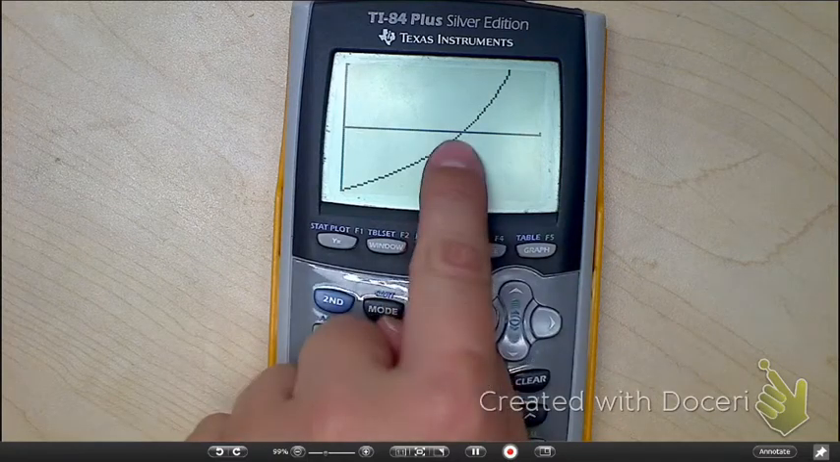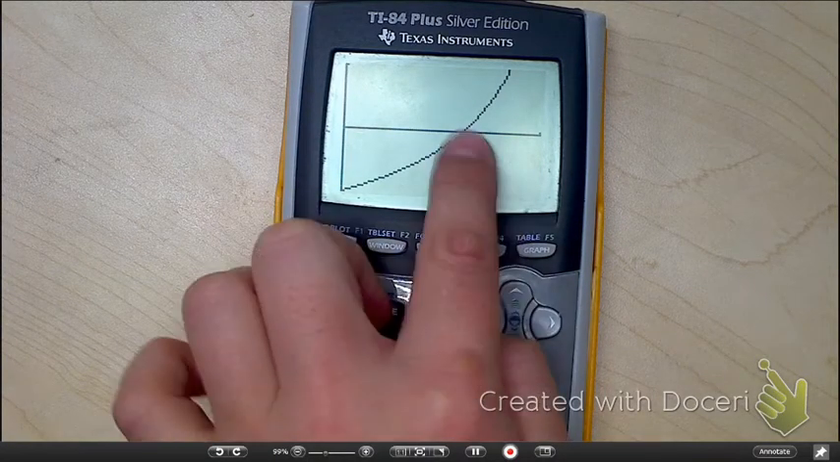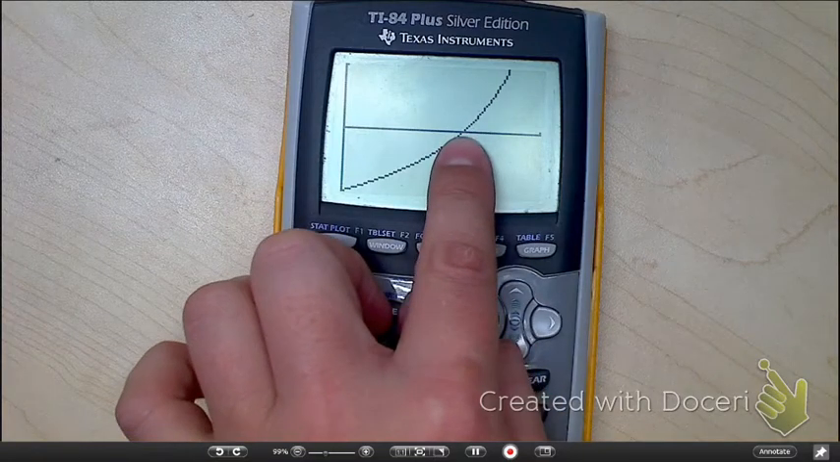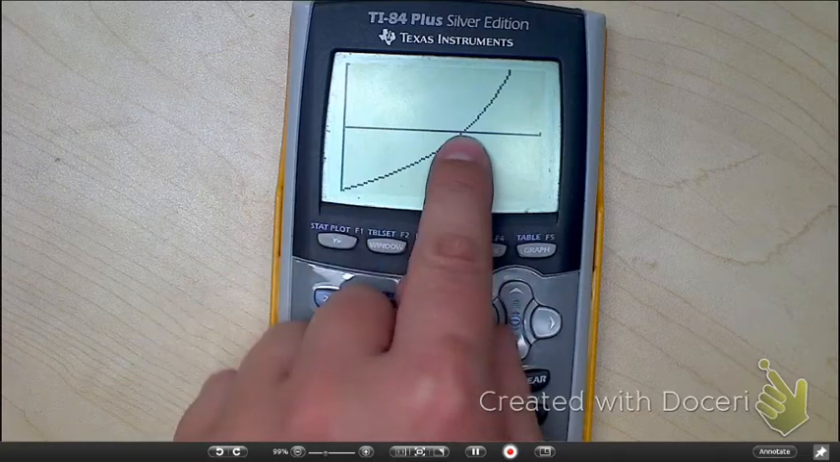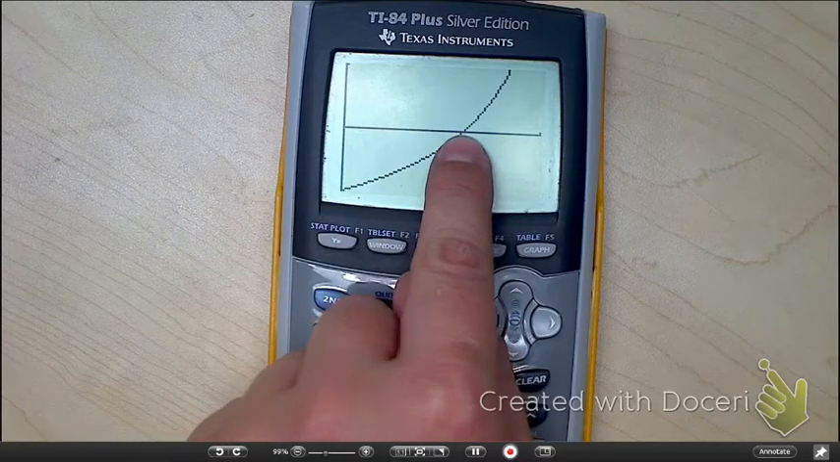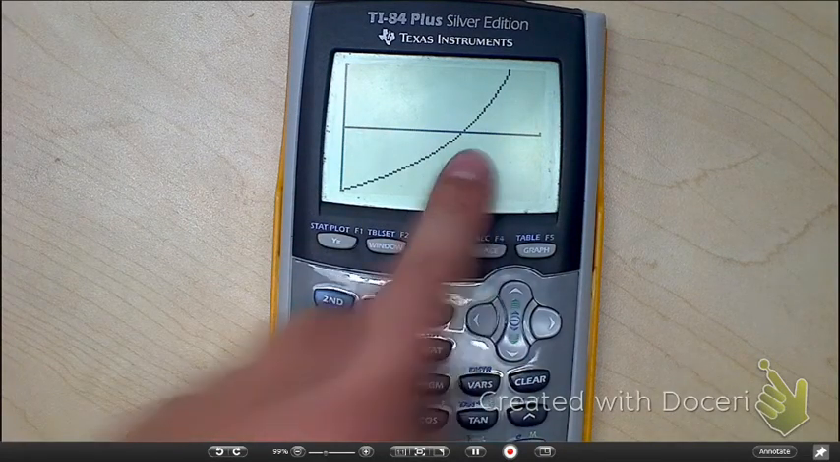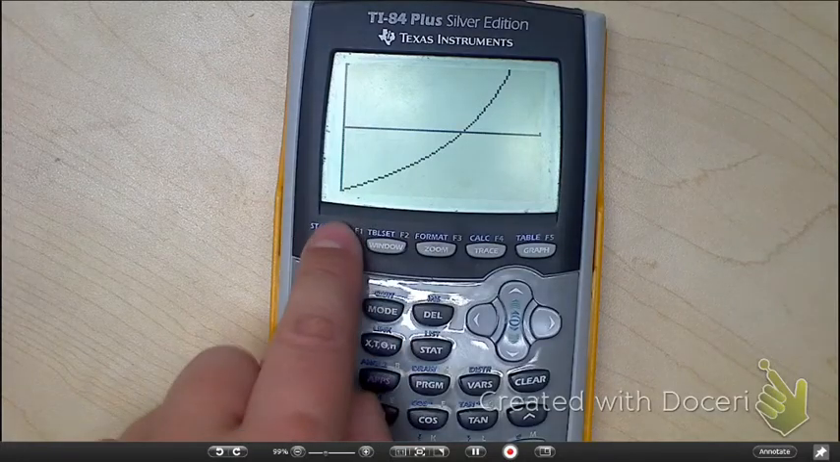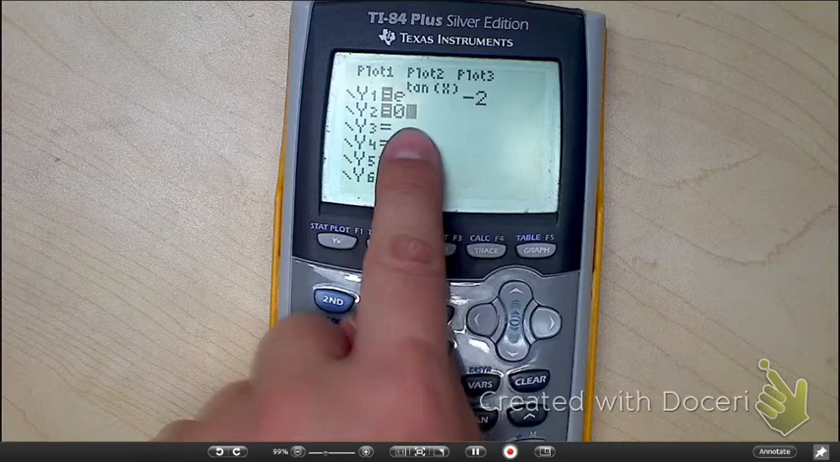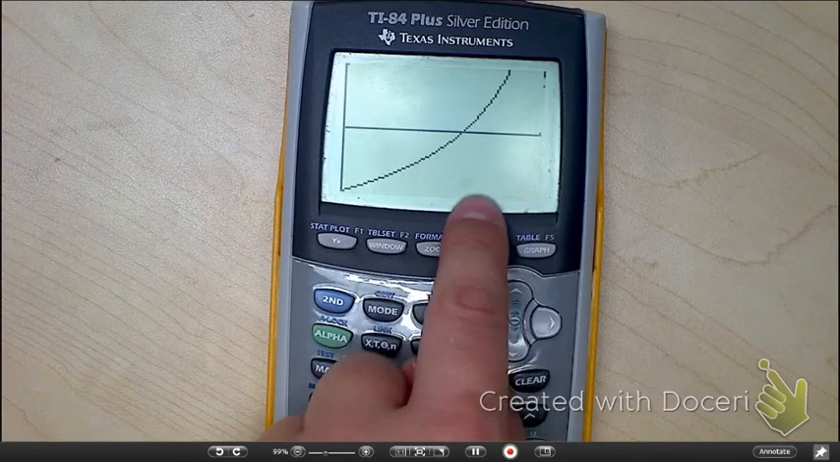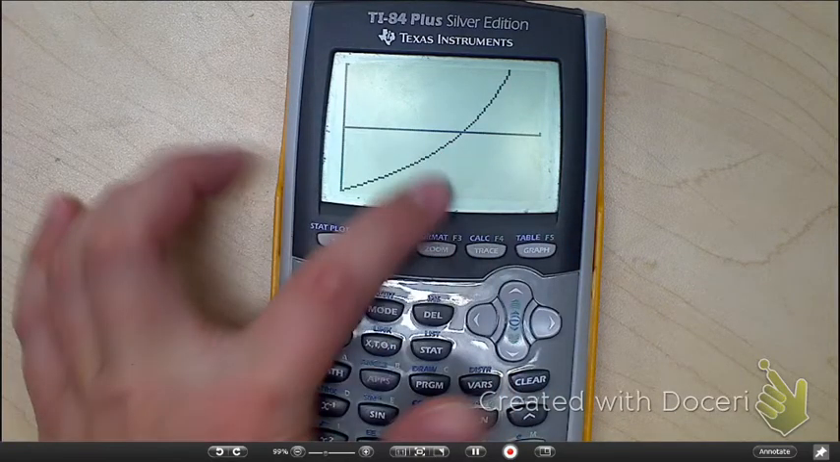So first thing I need to do is figure out what this point is so I know where it crossed the x-axis. And then it says what is the slope of the graph. So I'm going to use my calculator to find the derivative. So first things first, I'm going to go back to my y equals. I'm going to put in y equals 0 because that way I can use the intersect feature on the graph to figure out where they cross.